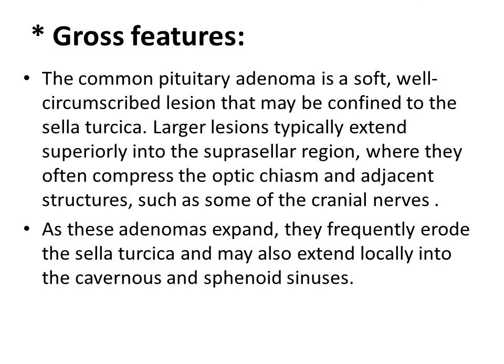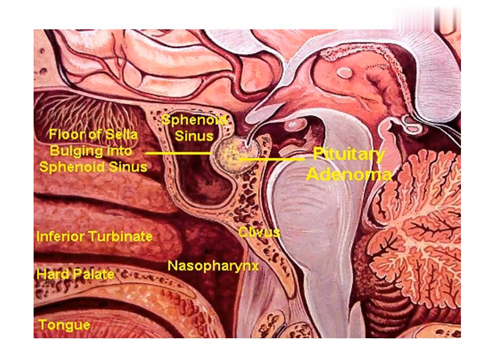Gross features. The common pituitary adenoma is a soft, well-circumscribed lesion that may be confined to the sella. Larger lesions typically extend superiorly into the suprasellar region, where they often compress the optic chiasm and adjacent structures, such as some of the cranial nerves. As these adenomas expand, they frequently erode the sella and may also extend locally into the cavernous and sphenoid sinuses.